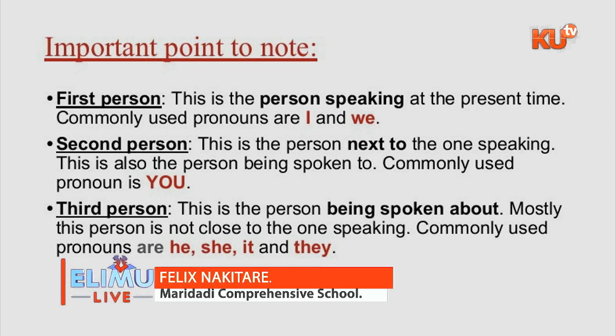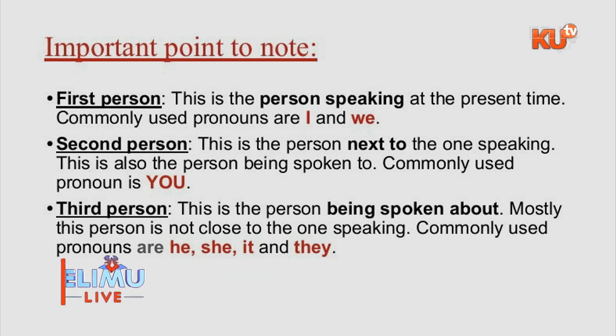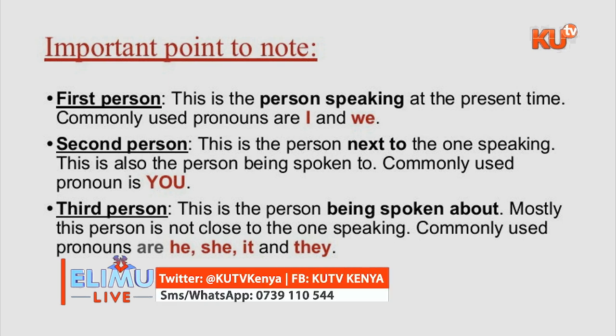When I come to second person, it means the person next to me, the person that I am talking to. The person I'm talking to is the second person because this person is not far from where I am. Therefore, I can address that person directly because this person is close to me. That is why this person is called the second person. In singular, for the second person, we use the pronoun you. And also in plural, for the second person, I'll use the pronoun you.